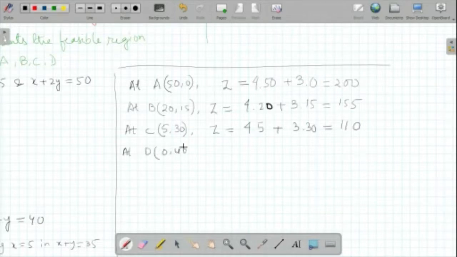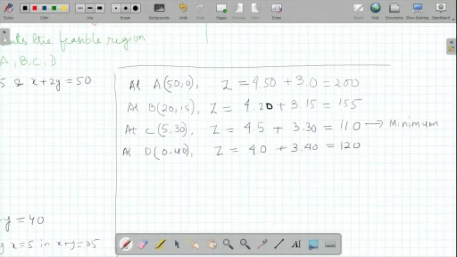Now lastly at D, which is how much? It's (0, 40), so the value of z is 4 times x, which is 0, plus 3 times y, which is 40, and we are getting 120. And then our question was to maximize or minimize? Minimize. So where are we getting the minimum value? This is our minimum value.